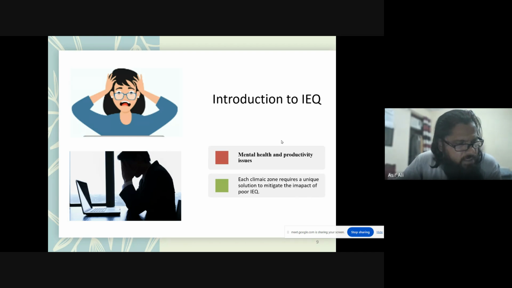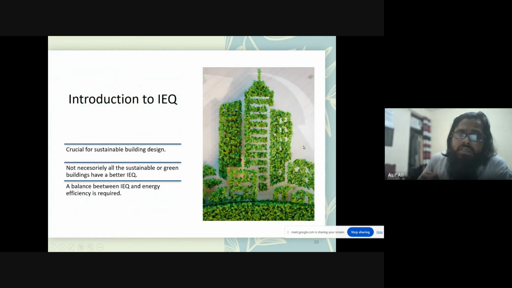As I told you, there are many climatic regions in India. Some regions are very cold, some are deserts, very hot, where temperature dominates, and some have different seasons, like a composite climate. We have rainy season, extreme winters, and extreme summers too, and somewhere the temperature is moderate throughout. So we must study that climate, and we need a unique solution to mitigate the impact of poor indoor environment quality.